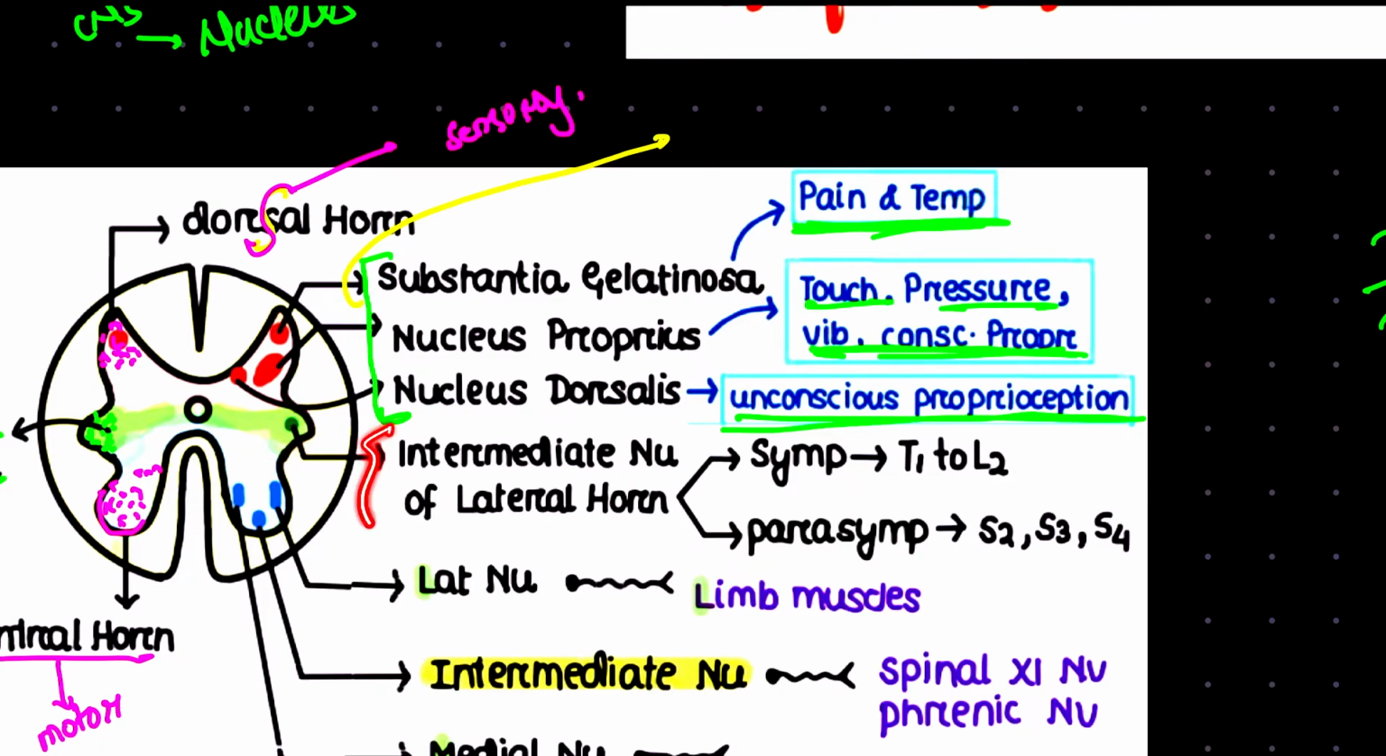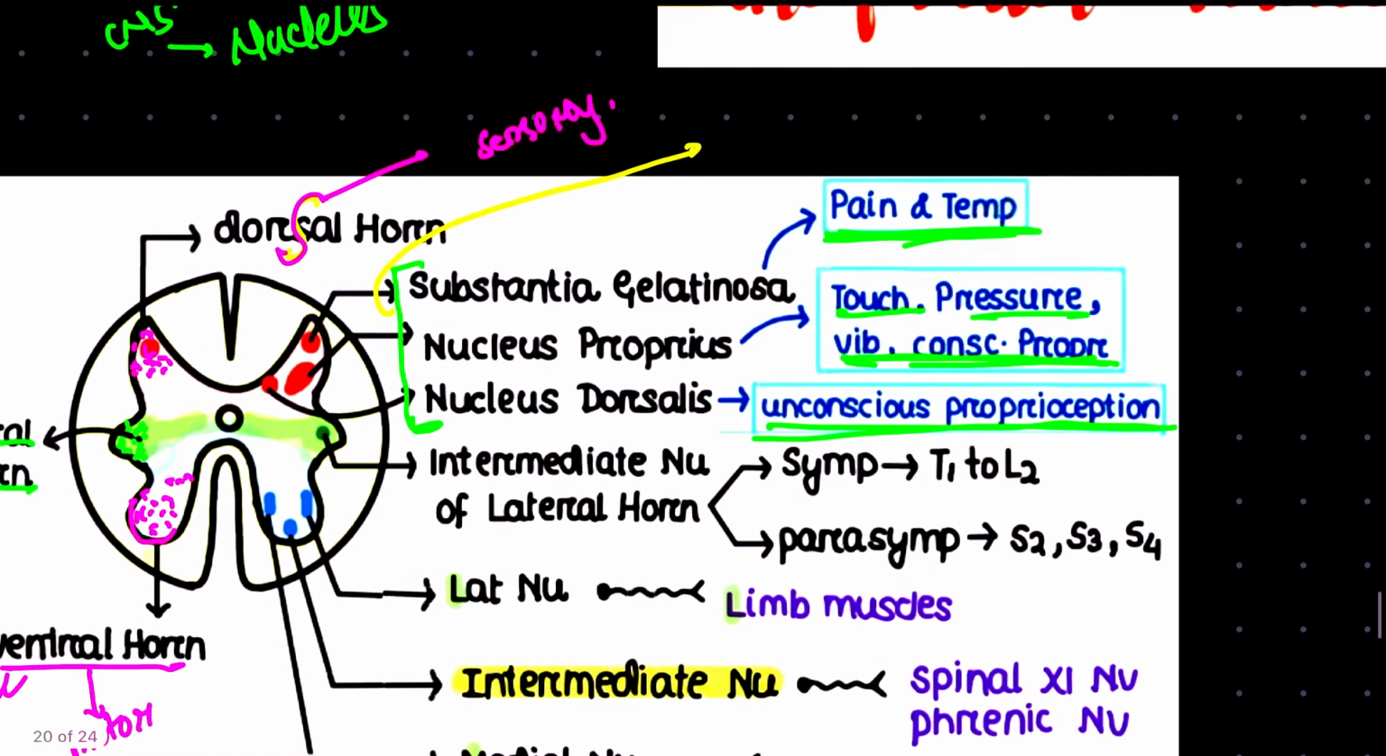Now let's talk about the nuclei present in the lateral horn. These are the intermediate nucleus of the lateral horn. They carry sympathetic and parasympathetic nerve fibers. Sympathetic nerve fibers originate from the thoracolumbar region, so T1 to L2. And parasympathetic fibers are craniosacral, with S2, S3 and S4.